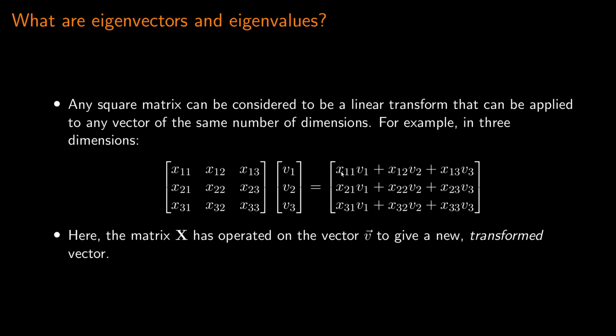So the first element is x11 v1 plus x12 v2 plus x13 v3, and so on for the second and the third elements. So here we can say that the matrix X has operated on the vector V to give a new transformed vector, which we could call V hat or whatever.